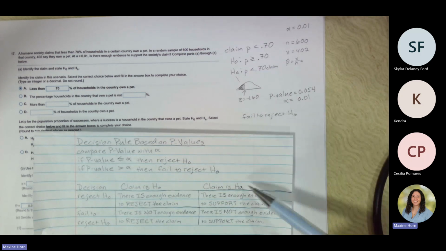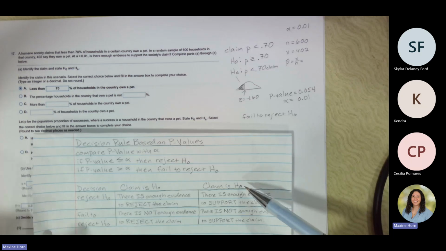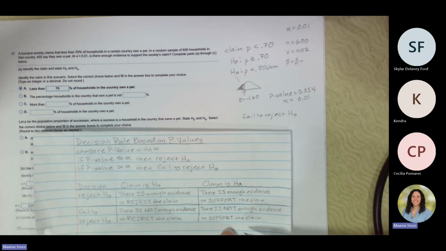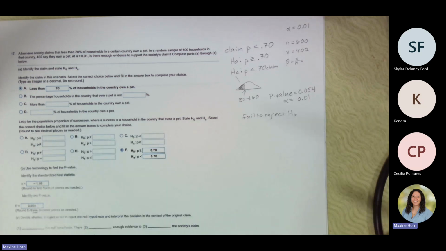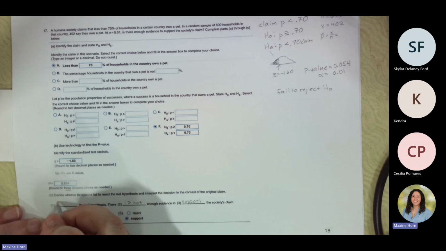If our claim is the alternative hypothesis and we fail to reject the null, then we would say there's not enough evidence to support the claim. It's not enough evidence. There is not enough evidence to support this particular society's claim, right? Because we failed to reject.